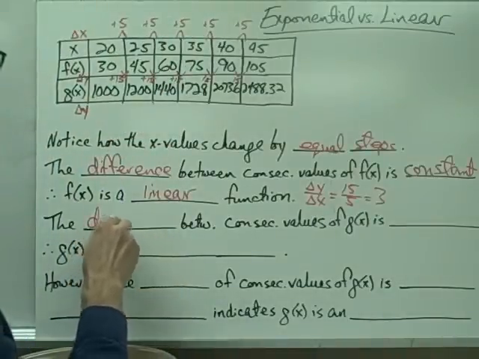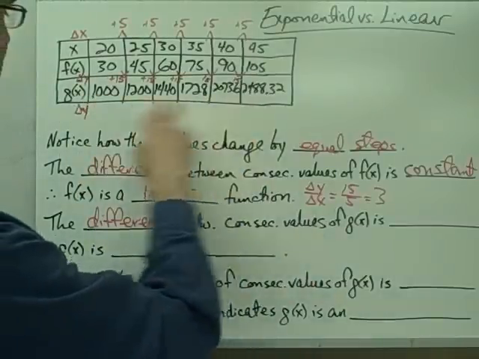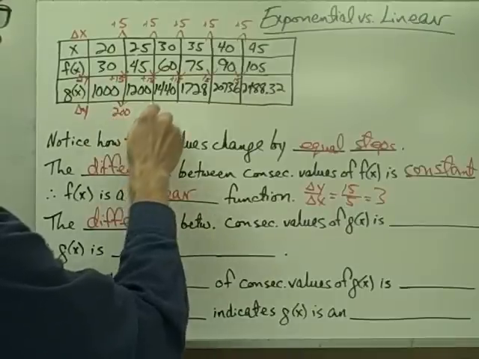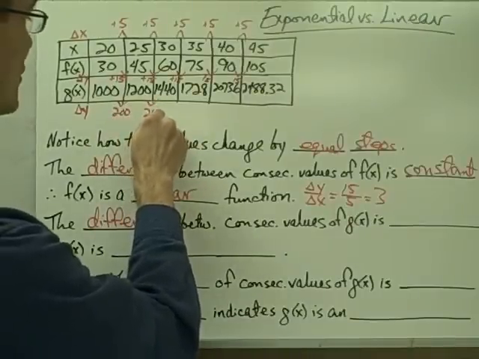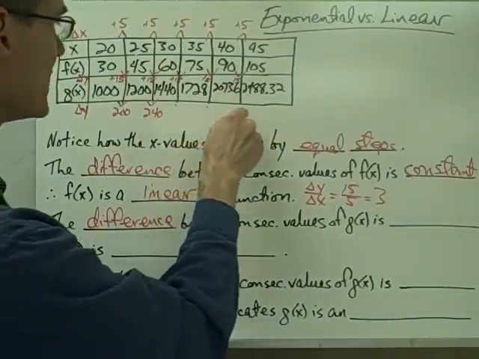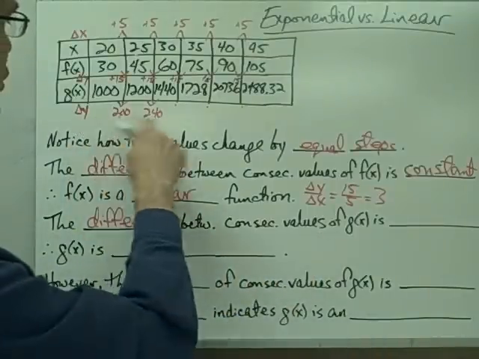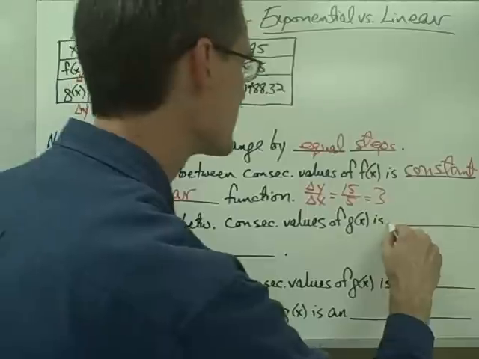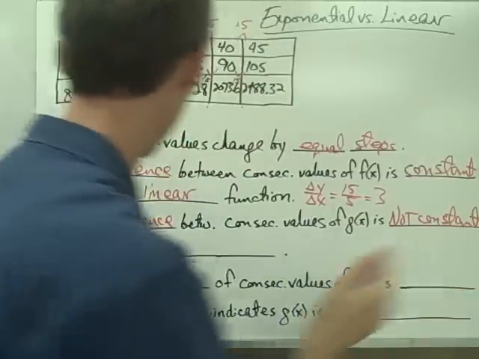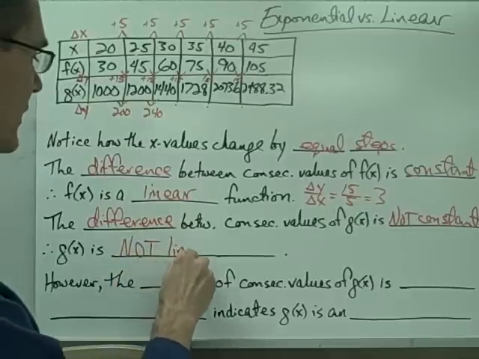Well, the difference between consecutive values of g of x, if we take a look at our delta y's here, notice this delta y is 200, this delta y is 240, and this delta y, if I keep going, I can see they're all going to be different. All right, so I know right away that since the difference between consecutive values of g of x, these delta y values, is not constant, then g of x is not a linear function.